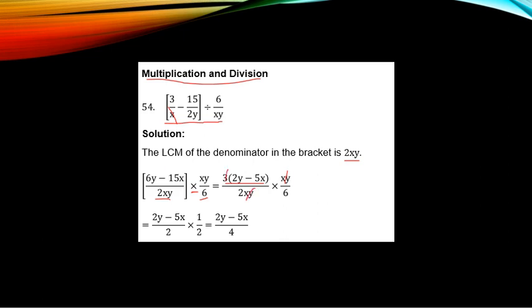You can divide 3 and 6. You are left with 2 in the denominator. So you have 2y minus 5s/2 times 1/2 after the cancellation of the terms. So you are left with 2y minus 5s/4. That is 2 times 2 equal to 4.